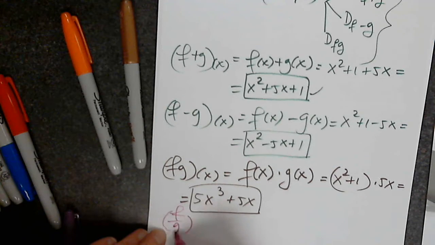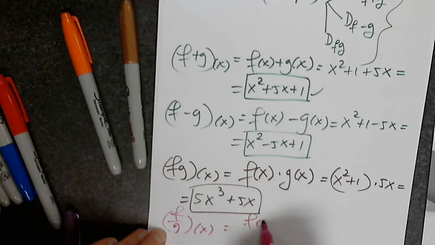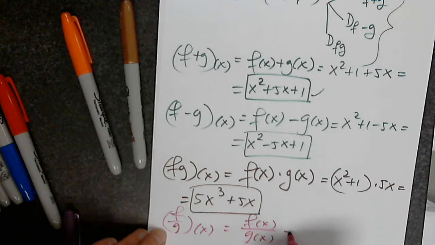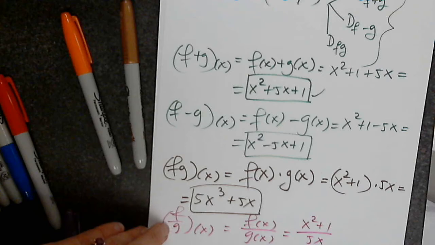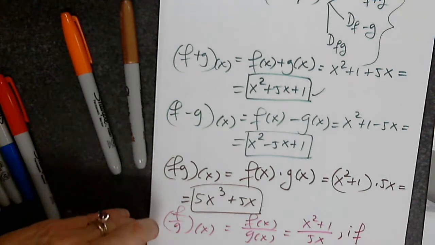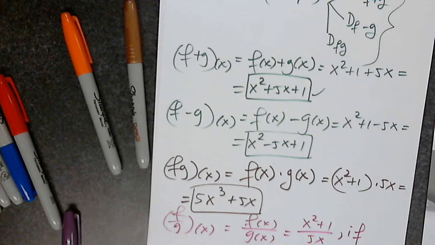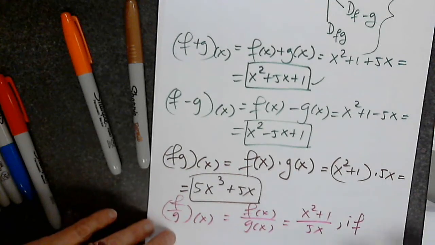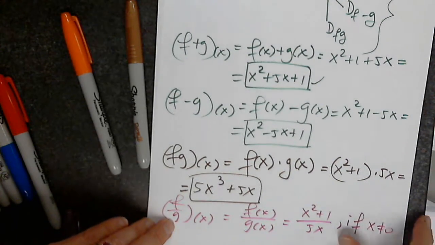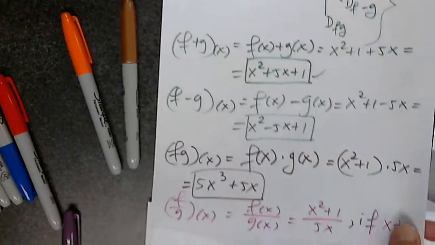F over g of x is f of x over g of x, and f is x squared plus 1 over 5x. I cannot simplify anything, but I have to write if. If what? If what? You may have said it, I didn't hear it. I'm sorry. Excellent. So now I'm also asked to find the domain of this function.